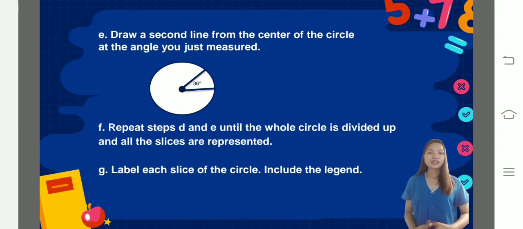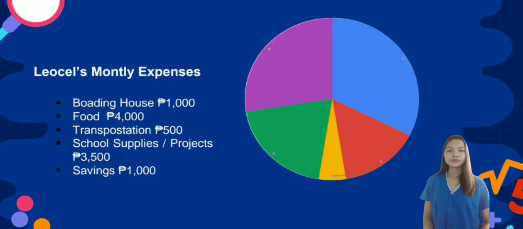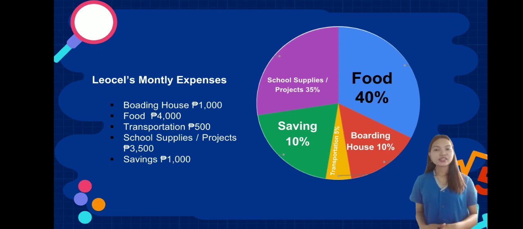Letter F is repeat steps D and E until the whole circle is divided up and all the slices are represented. Letter G, the last one, is label each slice of the circle, then include the legend. Now, ito na yung UCL monthly expenses. Nag-graph natin din. Nakita nyo, class, na it's very colorful. Ito na, class, yung pie graph ni UCL after natin makuha ang percentage and degrees.